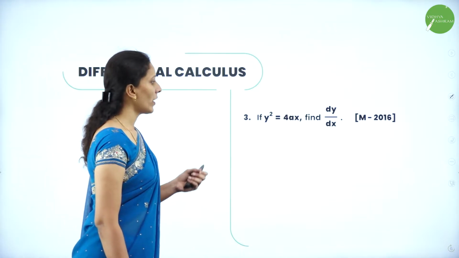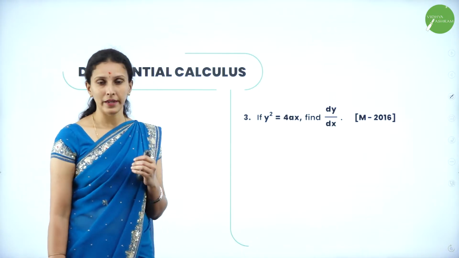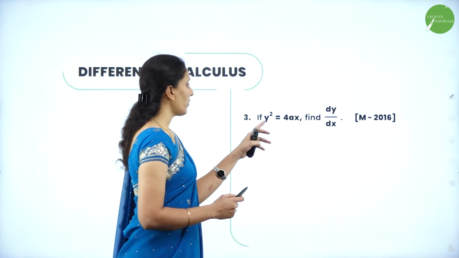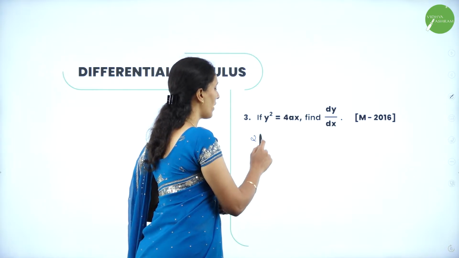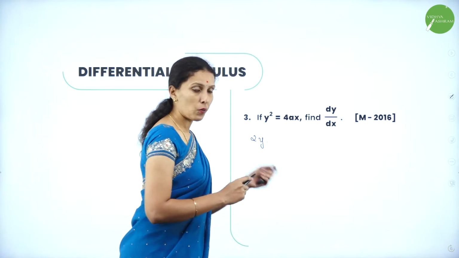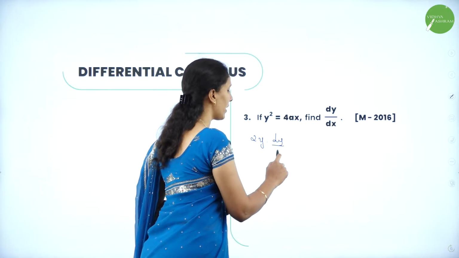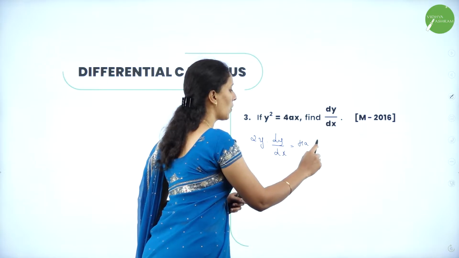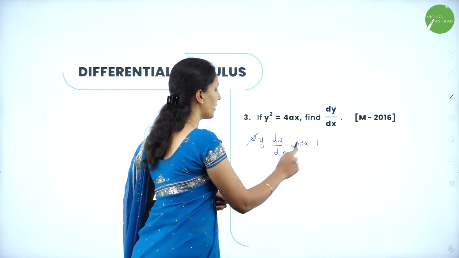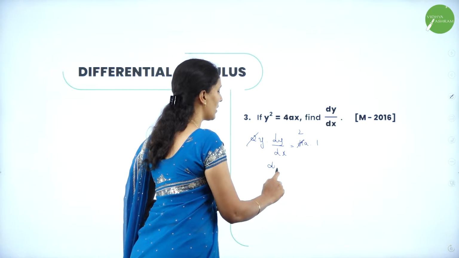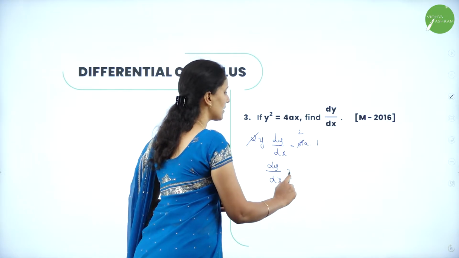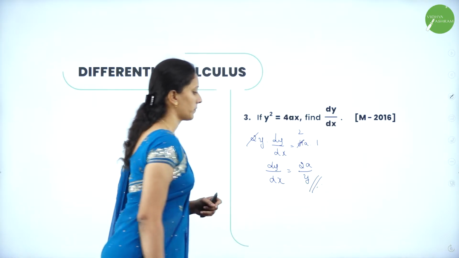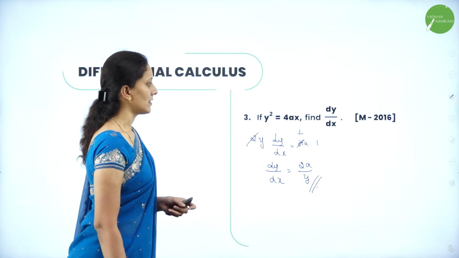Next one, y square is equal to 4ax. Find dy by dx. This is an implicit function. You have to derive y and x at a time. So, if you have y square, the derivative of y square is 2y. Since you are deriving y, we have to write dy by dx. 4a is a constant and the derivative of x is 1. Now, here I can cancel 2 and 2. So, I will get dy by dx is equal to 2a divided by y. So, this is the answer.